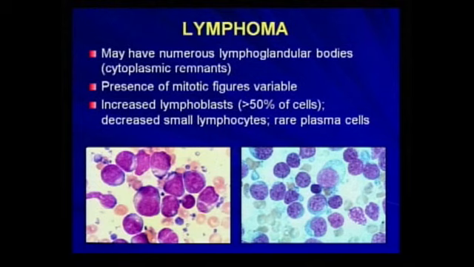Although the slide says 50% of cells should be lymphoblasts, I think today we probably will make a diagnosis of lymphoma if you have 40% lymphoblasts, as long as there is no other evidence of significant reactivity in the node, meaning that there will be few plasma cells, no other inflammatory cells.